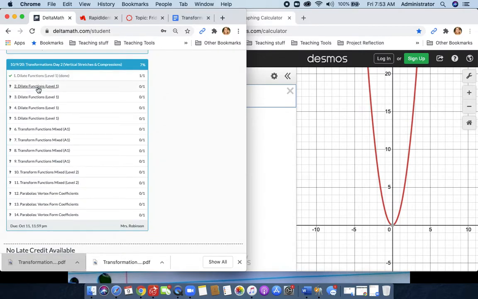Here they're calling it a vertical dilation. We want you to make sure you just call it a vertical stretch or a vertical compression.